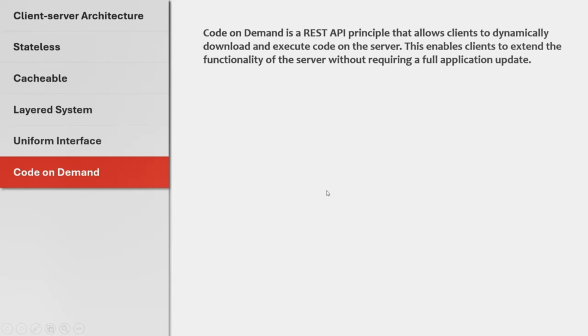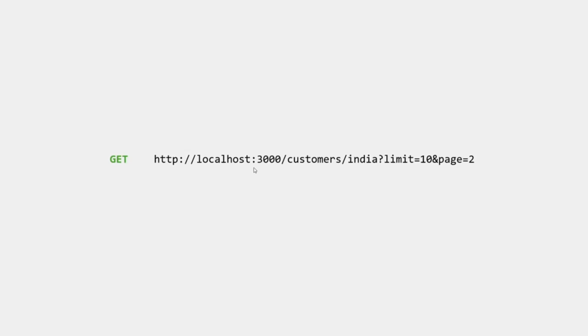All right, so now you know what is a REST API and what are the principles an API should follow to become a REST API. Now, let's try to understand the anatomy of a request. So, whenever we make a request to our API on the server, it might look something like this.